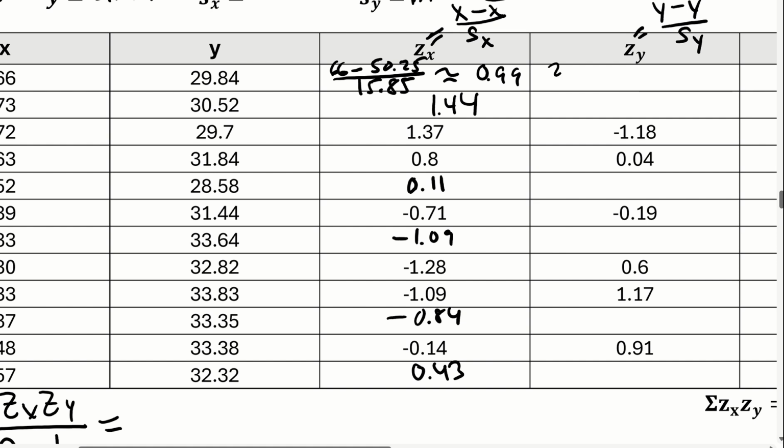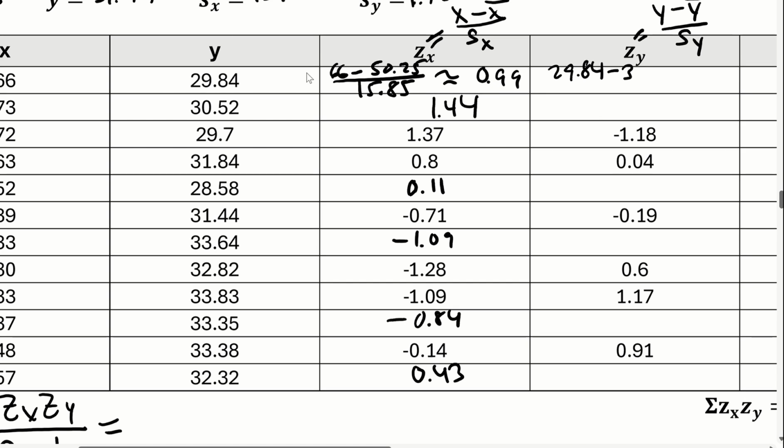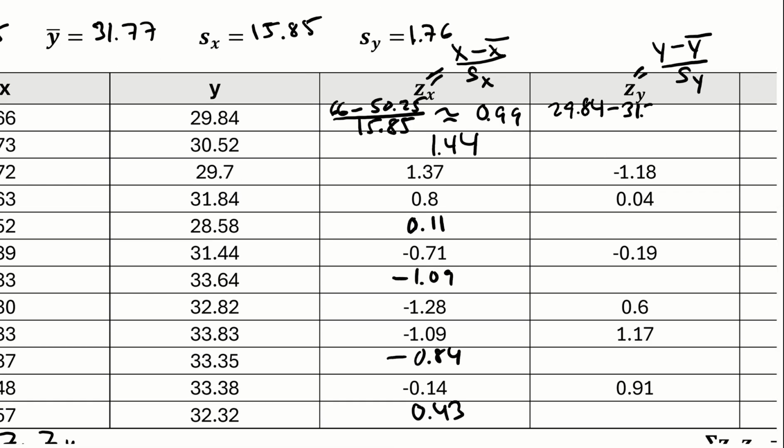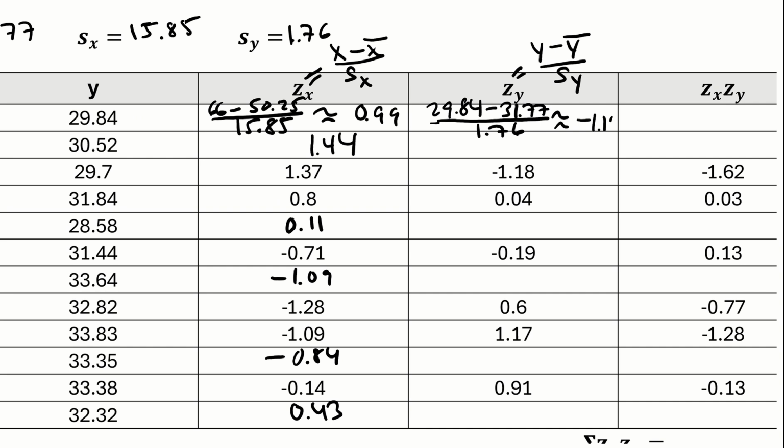Okay, so 29.84 minus Y bar, divided by SY, 1.76. If I do that, round to 2 decimals, I get about negative 1.10. And then this is negative 0.71. If I do that, negative 1.81, 1.06, 0.90, and then 0.31. Again, using the same process.